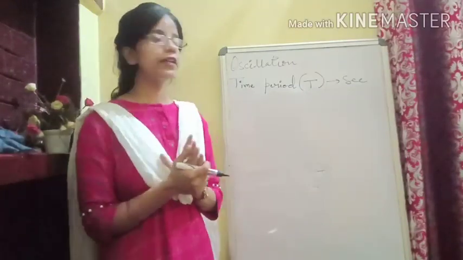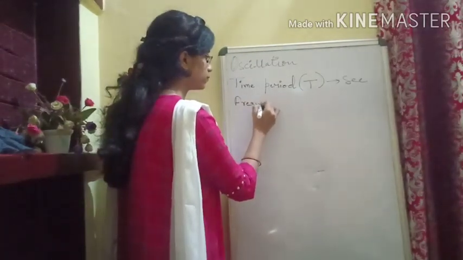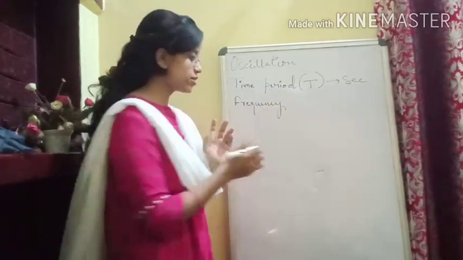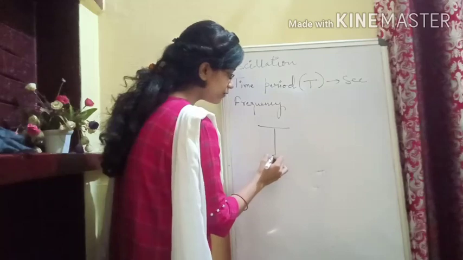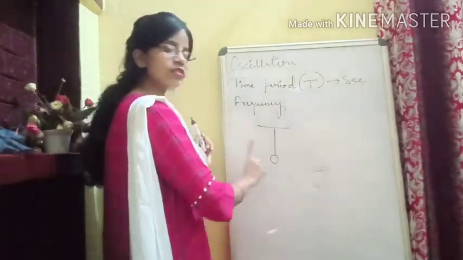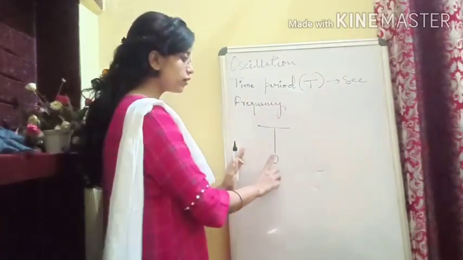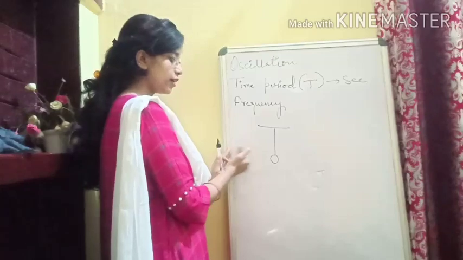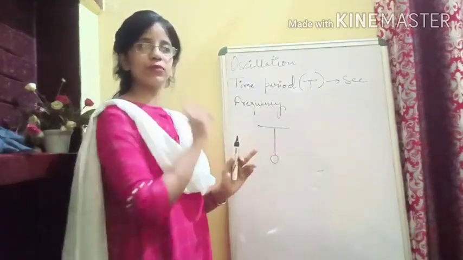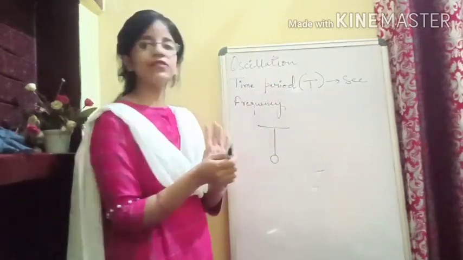Okay, after time period we have a term, frequency. As we have learned, when we take a simple pendulum and disturb the bob, there will be oscillations in the simple pendulum. What is an oscillation? When the bob comes to this side, goes back to the mean position, goes to the other side and comes back, this to and fro motion is simply known as oscillation. We also have seen time period.